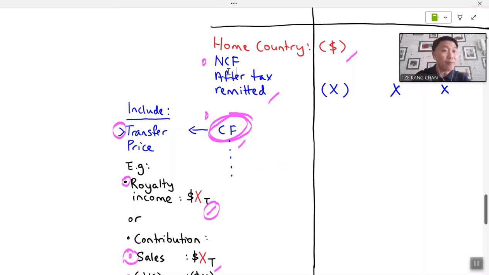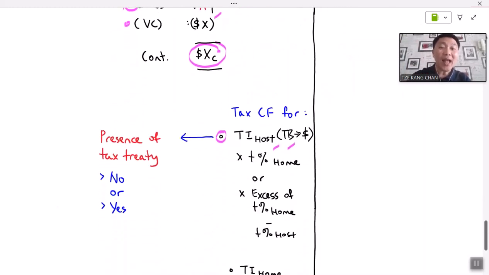Once the money is brought back to the home country, one has to take note of the policy on double taxation between both the home and host country. In other words, when we bring in the cash flow from the host country, keep an eye: do we need to pay additional tax on these taxable items in the host? That depends on whether there is a tax treaty between the two countries.